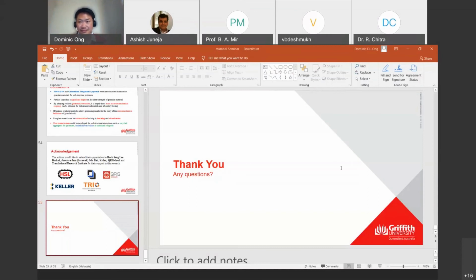I have a small question, Dominic, about that 3D printing. The resolution depends on the quality. The minimum I saw was 1.5 millimeter. Is that the minimum you can achieve, or can you still go below 1.5 millimeter?